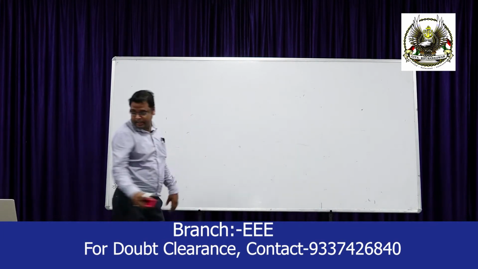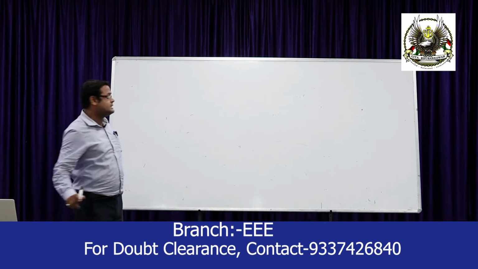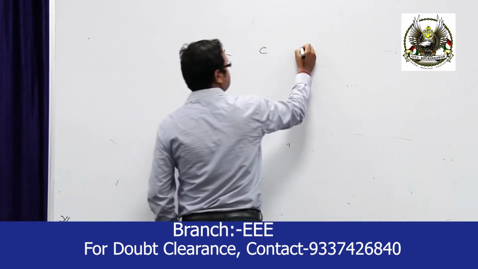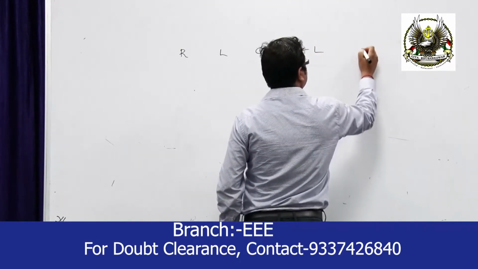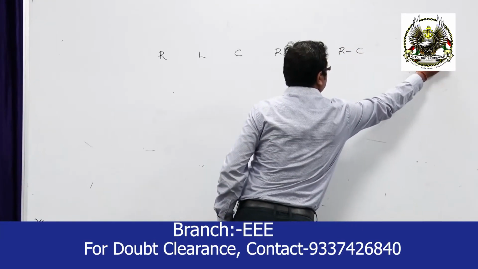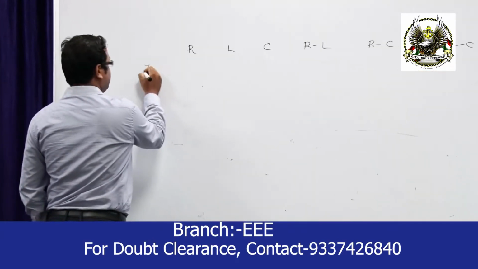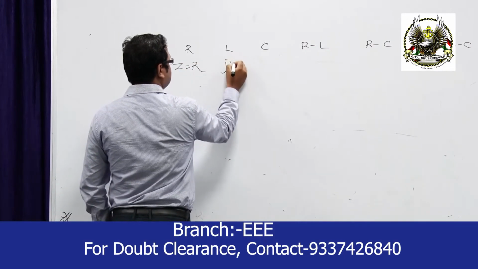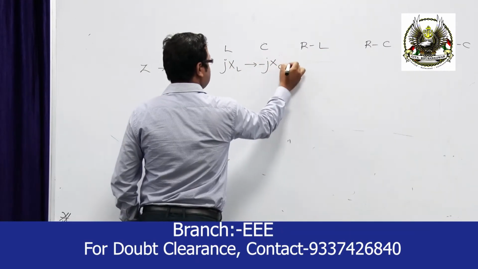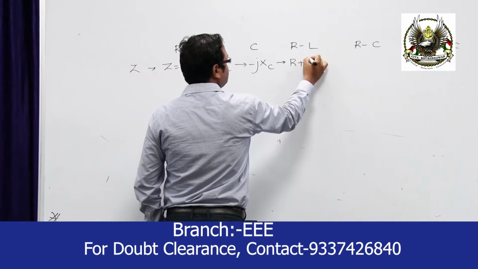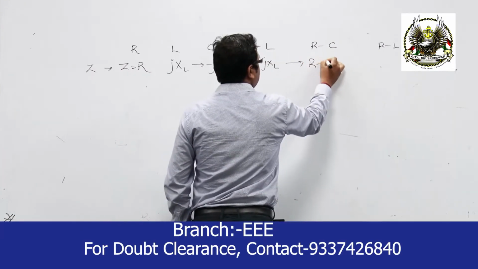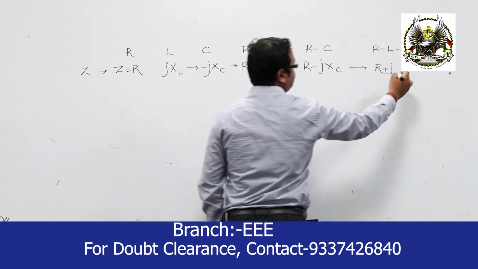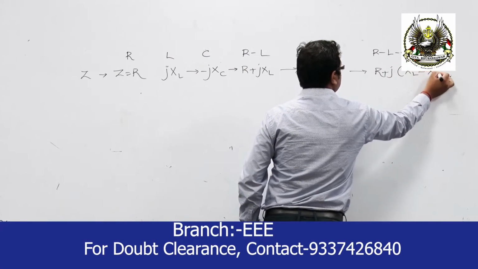So, if we simply summarize the different types of AC circuits, simply R, L, C, RL, RC, RLC, and if you are writing the value of Z over here, here Z is equal to R, here Z is equal to jXL, here it is minus jXC, here it is R plus jXL, here it is R minus jXC, and here it is R plus j(XL minus XC).